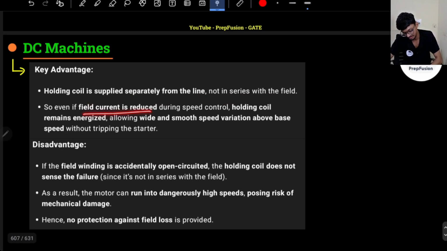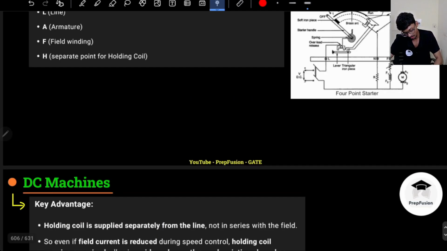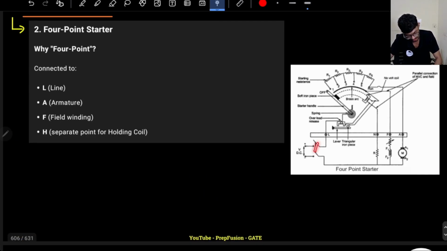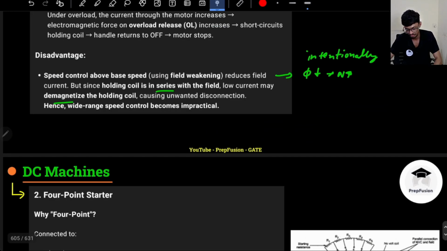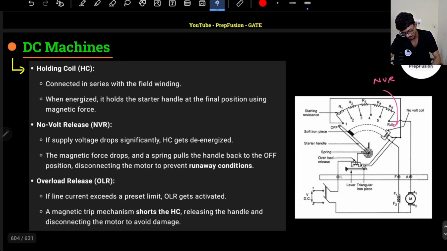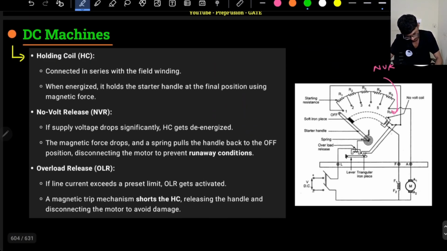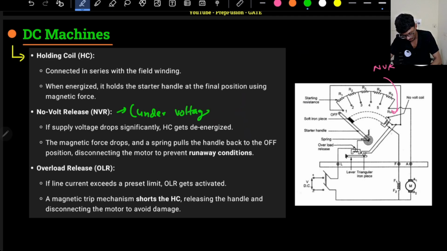So the holding coil is supplied separately from the line, not in series with the field. Even if field current is reduced during speed control, the holding coil remains energized, allowing wide and smooth speed variation above base speed. Even here, if the voltage reduces, this current also will reduce, right? So if this current reduces, there is still protection: there is under voltage protection, there is overload protection. This circuit will not change. This holding coil is mainly used for the under voltage protection, and this is also called under voltage protection.